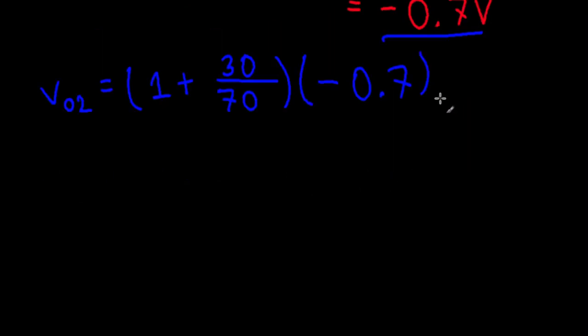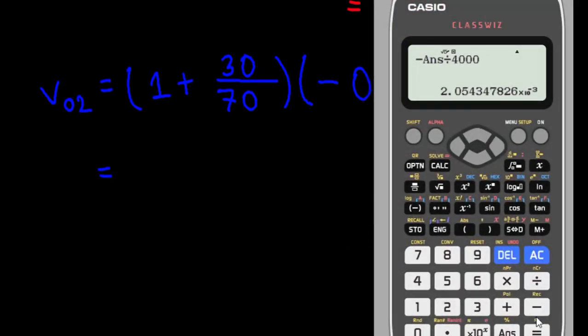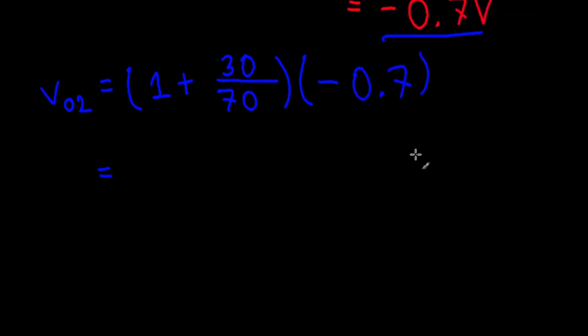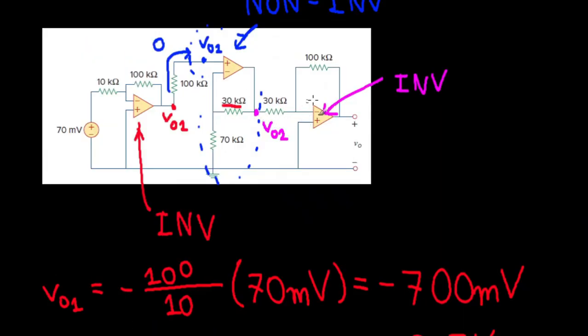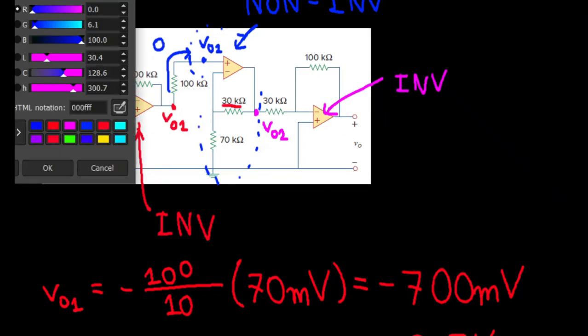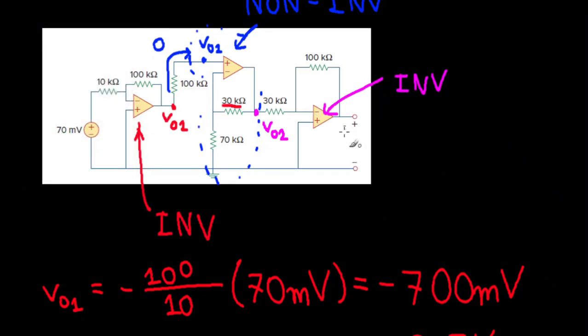This should give me, it's probably not going to be that neat of a decimal, probably a fraction. So 1 plus 3 by 7 multiplied by negative 0.7, that gives me, okay, that simplified really well. That's negative 1 volts. And this one is basically fed into this inverting amplifier, and your output is the output of this inverting amplifier.